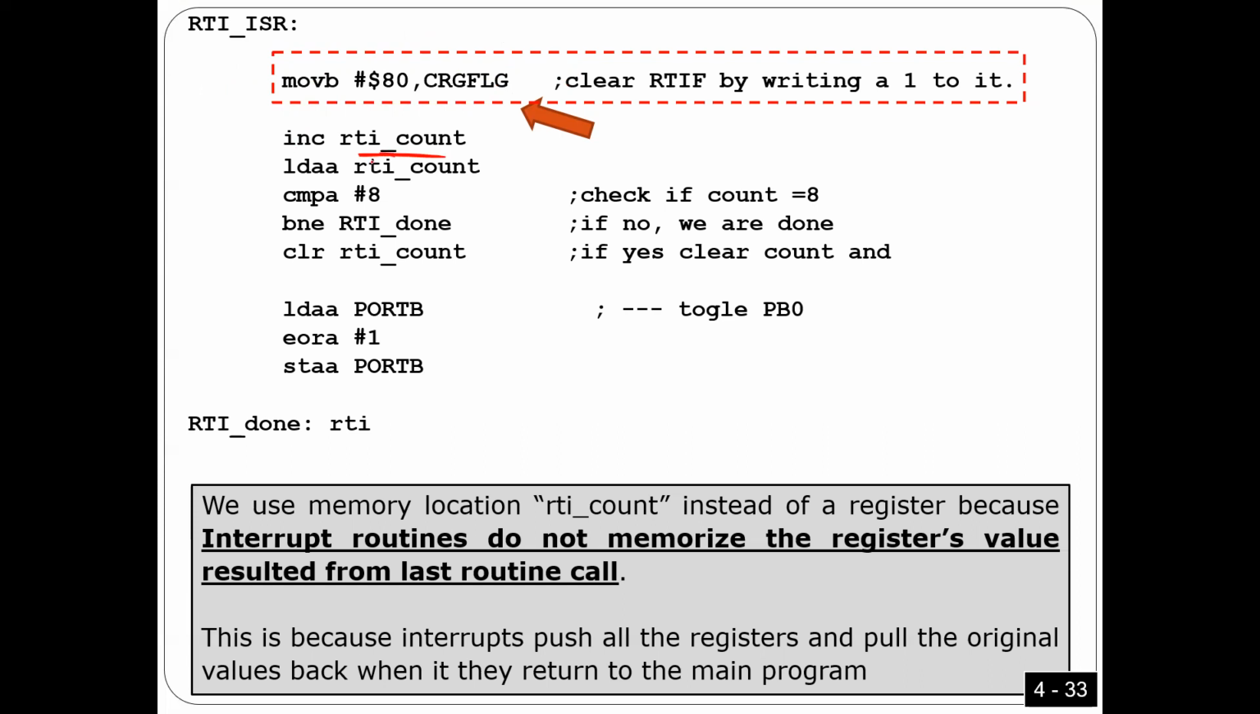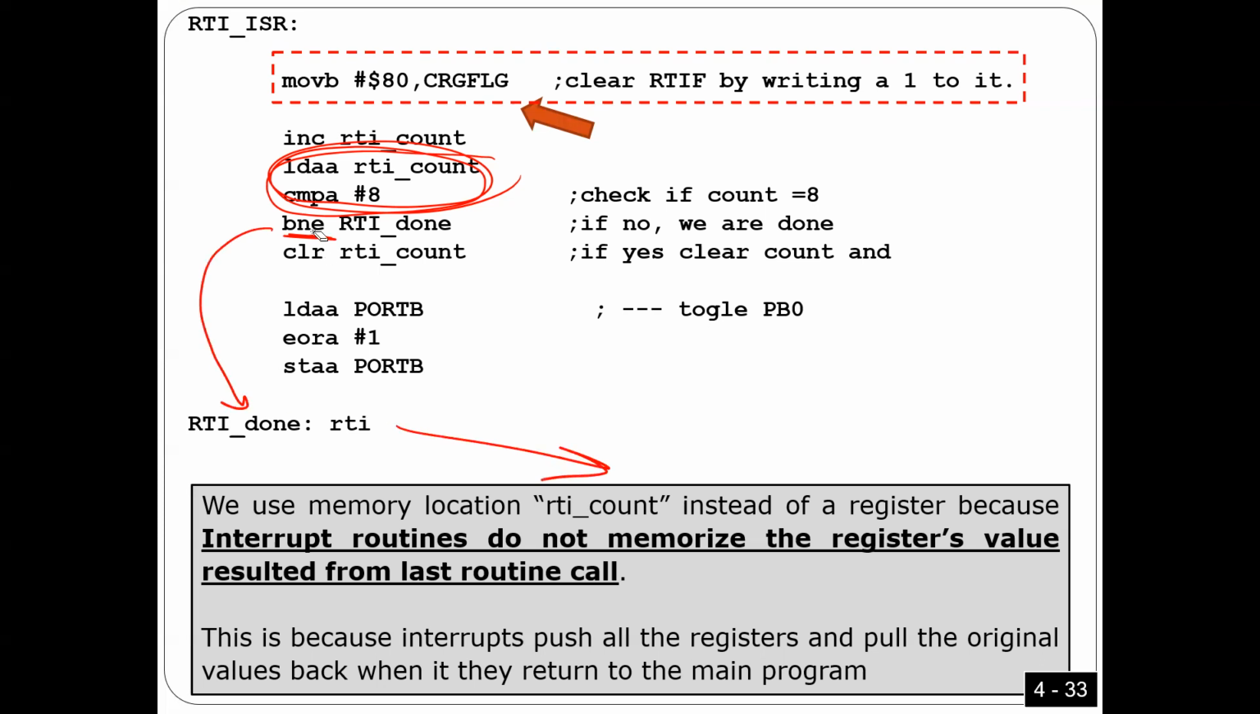I'm going to increment a counter, and then I'm going to compare the counter to 8. Why 8? Because I want to take action every 8 interrupts, every second. A second means 8 interrupts, so I'm going to compare it to 8. If it is not equal to 8, just leave. Come here and leave. That's it.